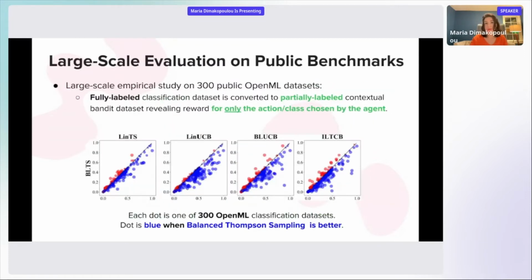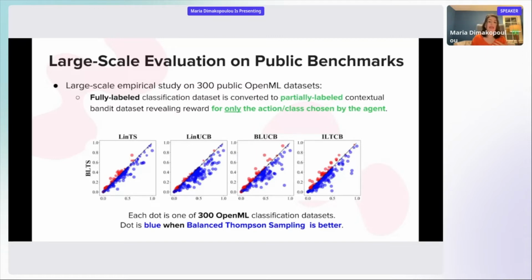And these results from the simulated example hold up in a large-scale empirical study we ran on a benchmark of 300 classification datasets, which can be turned into a bandit by only revealing the reward of the chosen action or class instead of all of them. And in this figure here, each point represents one of the 300 datasets, and with blue we show when the balanced Thompson sampling agent has higher reward compared to regular Thompson sampling and UCB with unweighted regression, compared to balanced UCB, and compared to a model-free baseline bandit that doesn't use any model, it uses policies, called ILTCB.